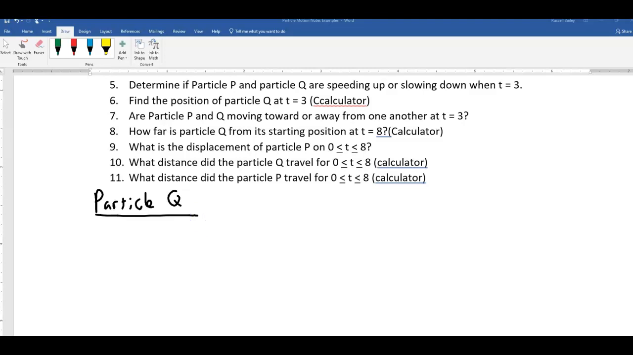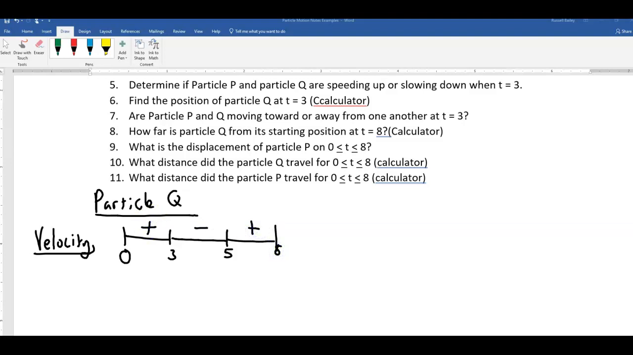For particle Q, we've already done a number line test for that. It looked like this. We had 0, 3, 5, and 8. We found out that it was positive here, negative here, and positive here. Now, if you missed that, we did that back on question number 2. Right? Now, we want to do the same thing with acceleration. We want to do a number line test for acceleration.